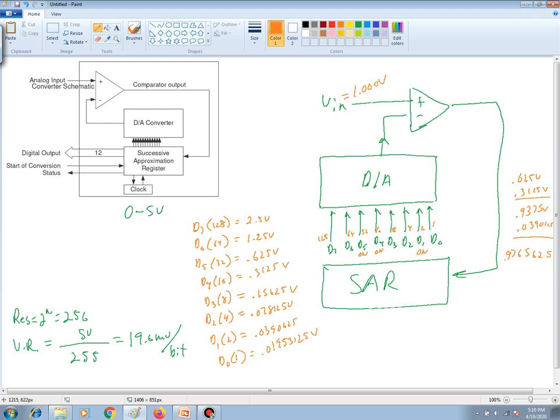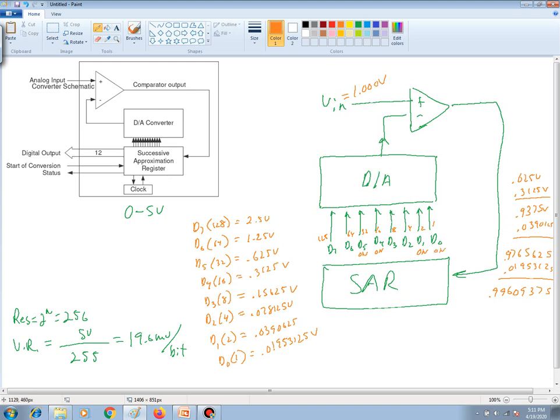And then finally, it turns on D0, which is adding a 0.01953125, so that's a 5, a 7, a 3, a 9, a 0, a 6, a 9, and a 9. So it's going to leave D0 on because it has not gone over 1 volt, so it leaves that one on.